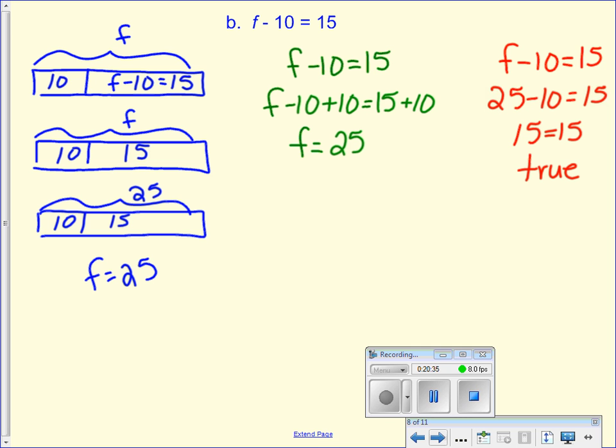So on your homework, make sure you have your check no matter which method you use. If you have to do a tape diagram, then you jump straight to your check.